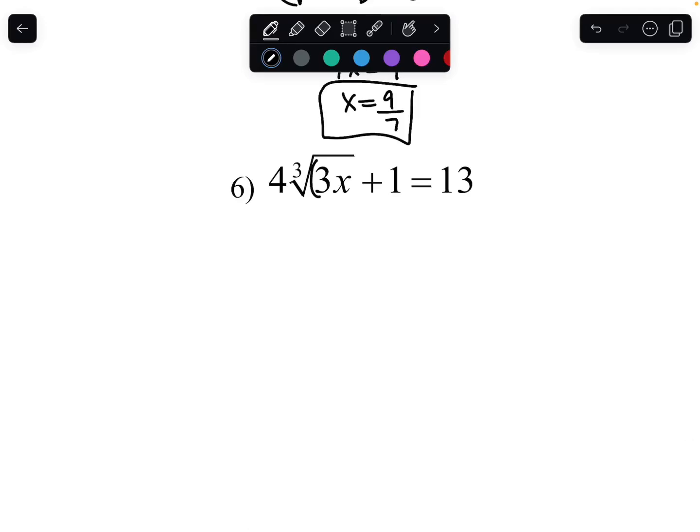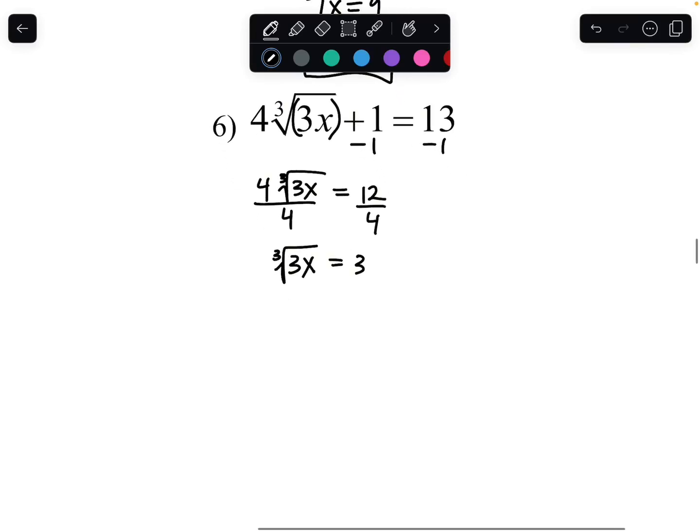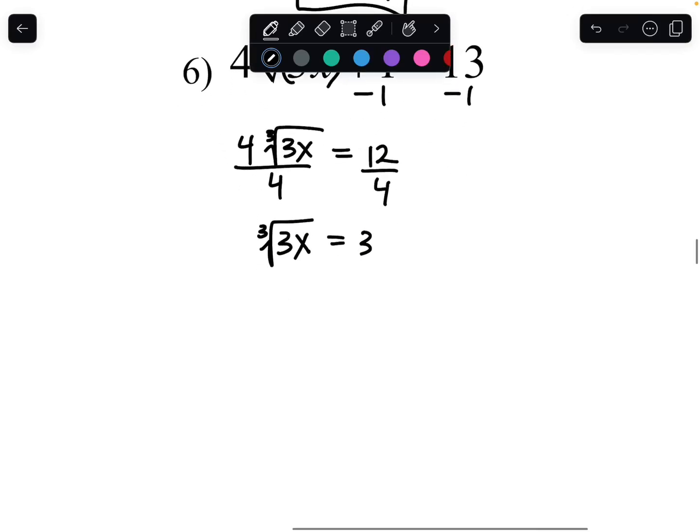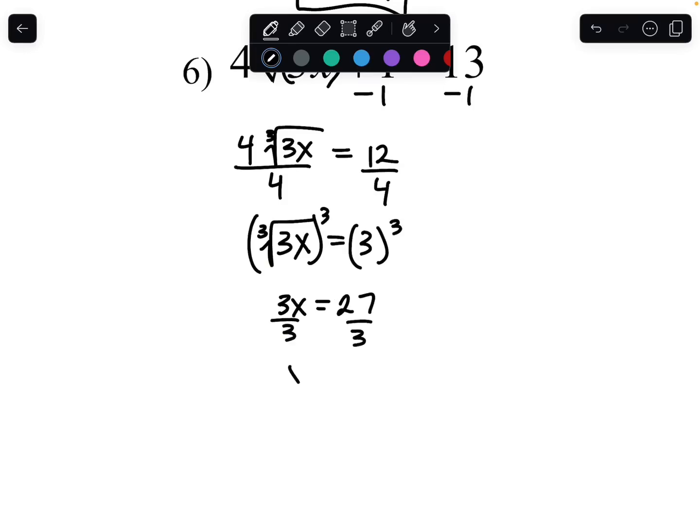On number 6, the only expression under the radical is the 3x, so we need to subtract the 1 first. Then divide by 4. And then be careful when you're writing cube root, make sure the index of the radical doesn't look like you're multiplying by 3. Make the 3 very small. And so now we're ready to cube both sides. So 3x equals 27, and x equals 9.